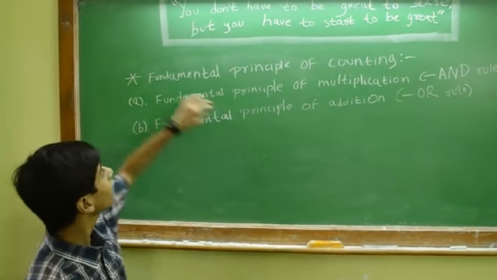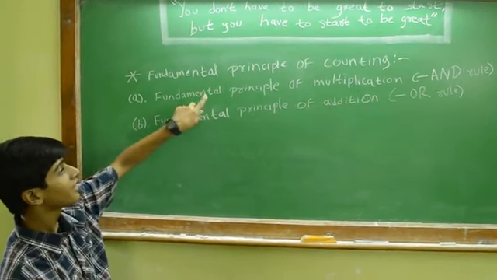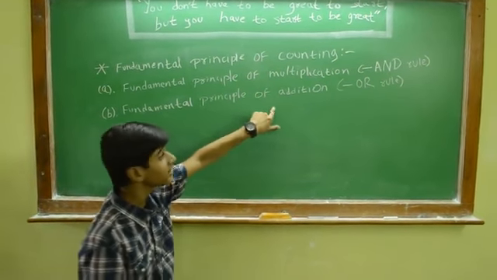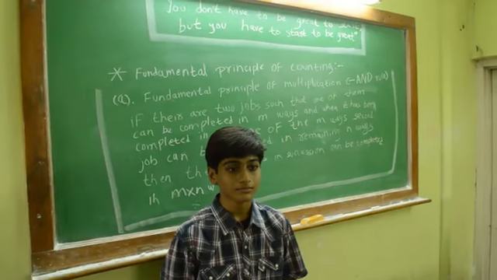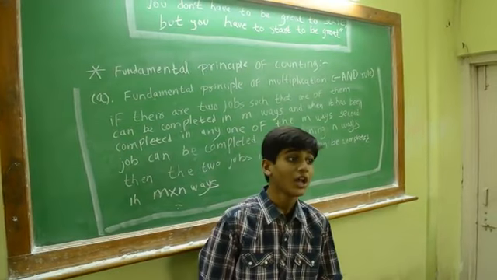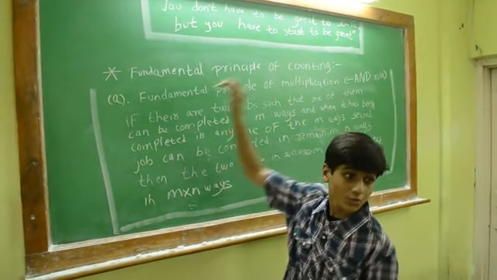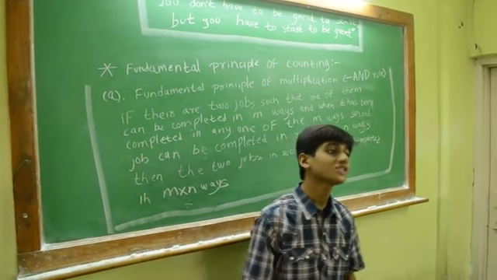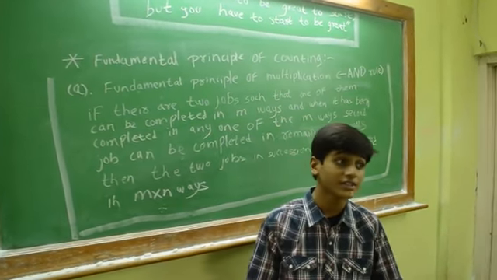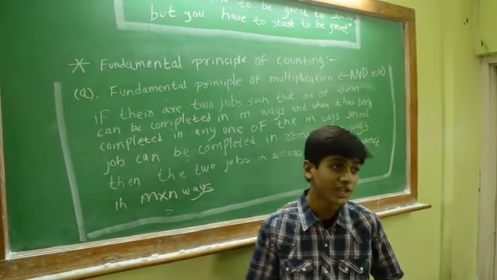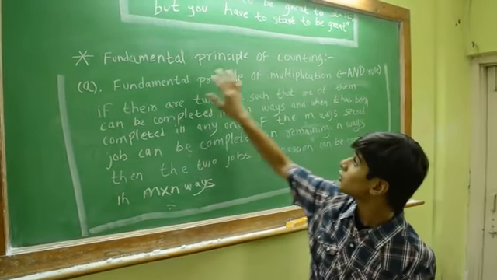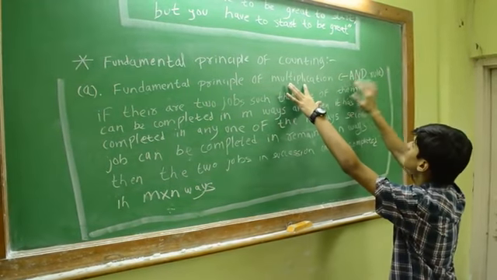Principles of counting. There are two main fundamental principles of counting: the fundamental principle of multiplication, that is the AND rule, and the fundamental principle of addition, that is the OR rule. Fundamental principle of multiplication: what it states is, if there are two jobs such that one of them can be completed in m ways, and when it has been completed in one of these ways, the second job can be completed in n ways, then the two jobs in succession can be completed in m into n ways. So this rule is also known as the AND rule. Fundamental principle of multiplication is the AND rule.